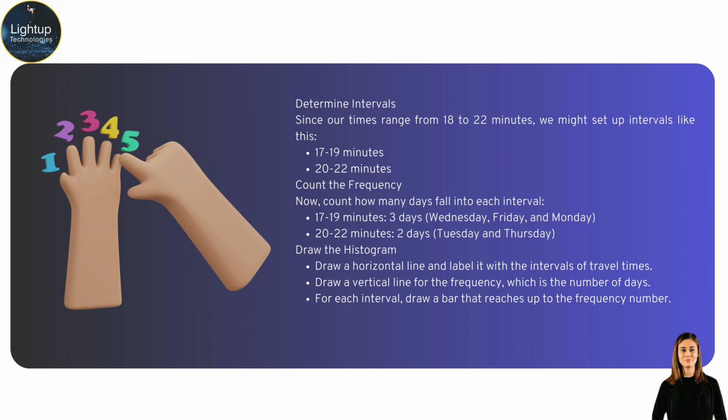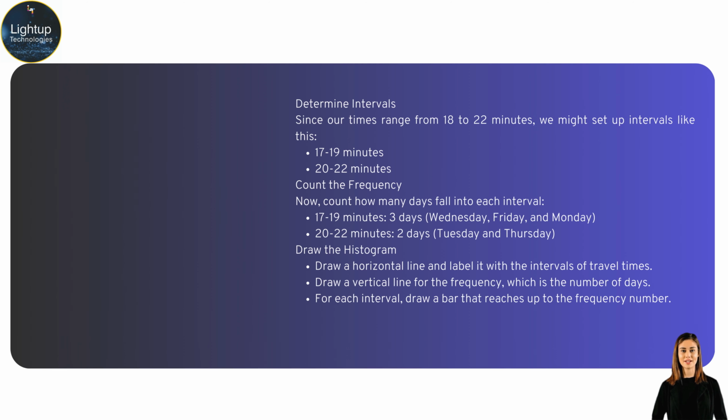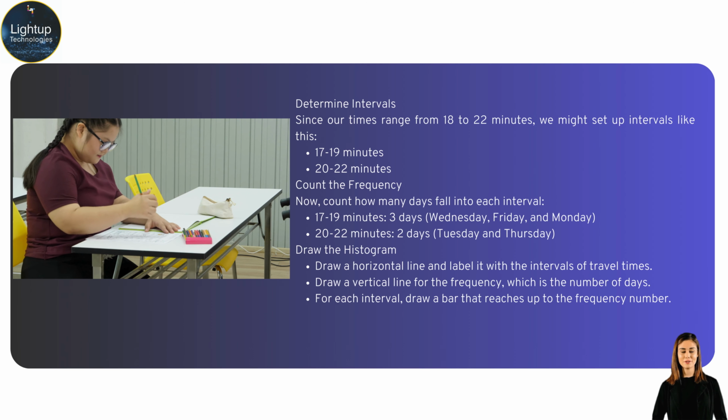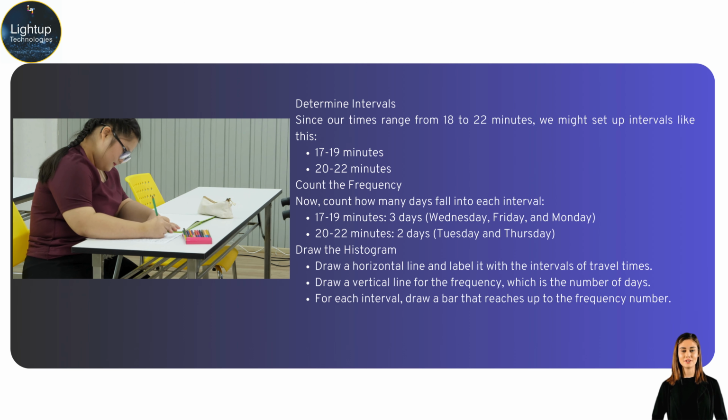Count the frequency. Now, count how many days fall into each interval: 17 to 19 minutes, that is 3 days. 20 to 22 minutes, that is 2 days. Draw the histogram. Draw a horizontal line and label it with the intervals of travel times. Draw a vertical line for the frequency, which is the number of days. For each interval, draw a bar that reaches up to the frequency number.